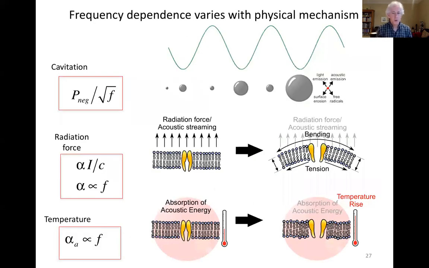Okay, so the evidence we have so far is that these mechanical effects, and we're certainly thinking about radiation force as the important physical mechanism. There's another parameter that we can use to distinguish between different mechanisms, and that's the frequency dependence. It's known that cavitation, radiation force, and temperature have different frequency dependence. Cavitation decreases as the acoustic frequency increases. It's proportional to 1/√ of the frequency, whereas radiation force, proportional to the attenuation coefficient alpha times the intensity divided by the speed, is proportional to the acoustic frequency, okay?